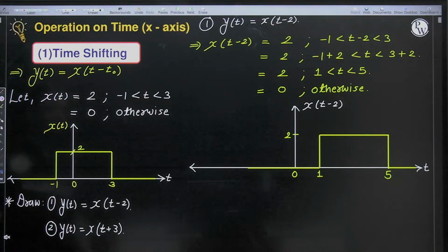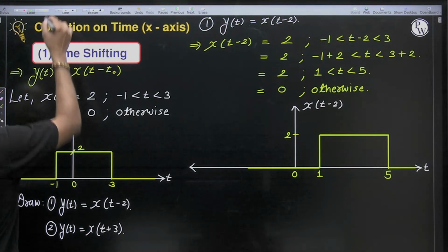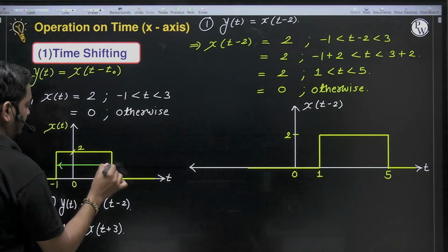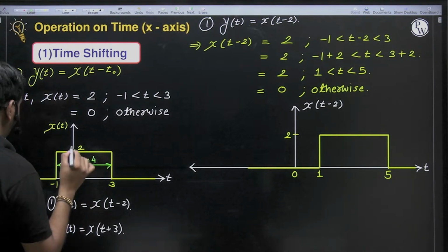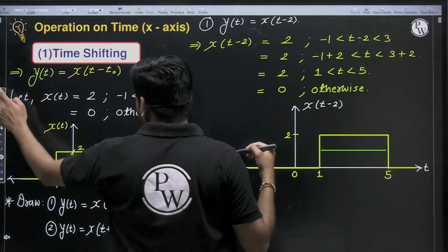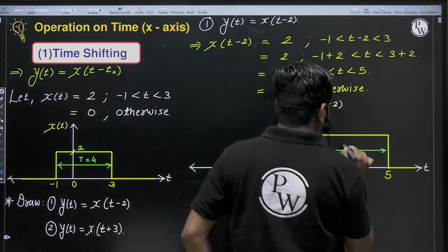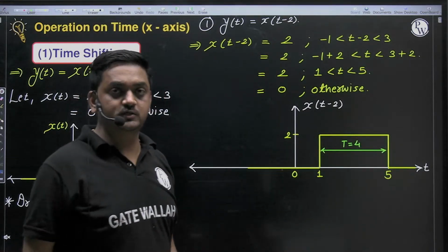Is there any change in signal width? No. The time shifting operation doesn't alter the width of the given signal. Here you can see the signal width is 4, and here also the signal width is 4. So there is no change in the signal width while performing the time shifting operation. First conclusion: there is no change in the signal width.